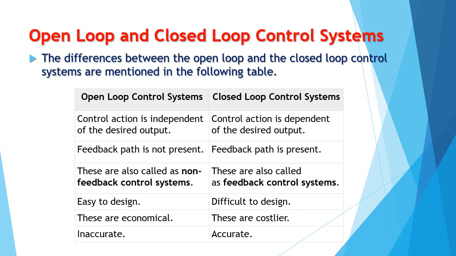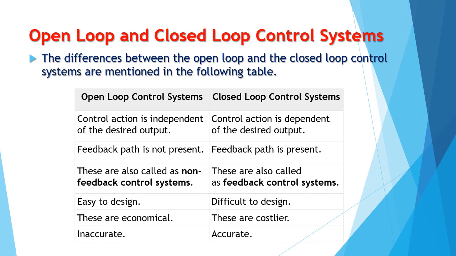To summarize the differences between the open-loop and closed-loop control systems, you may see this table. For open-loop control systems, control action is independent of the desired output since it has no feedback, so feedback is not present. These are also called non-feedback control systems. Now, the advantage of this is it's easy to design and these are economical. But of course, it is inaccurate.